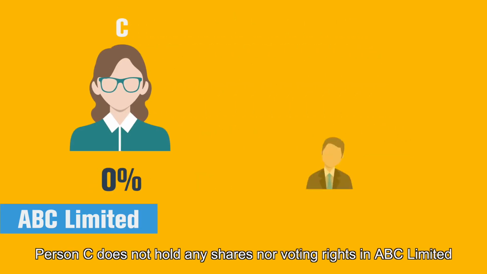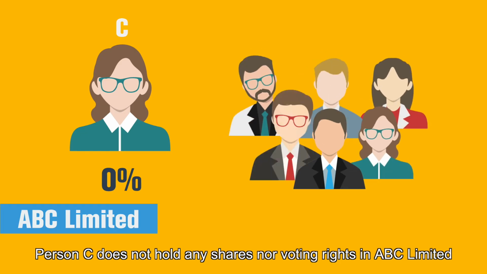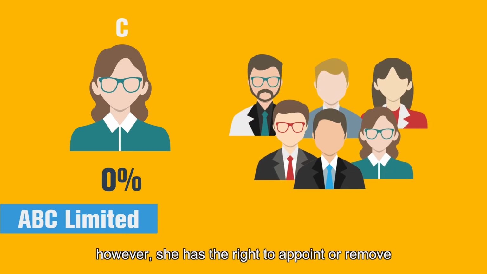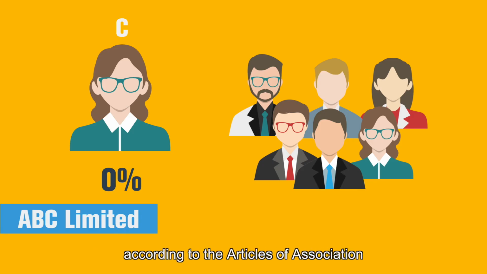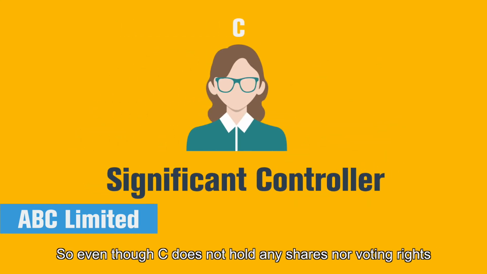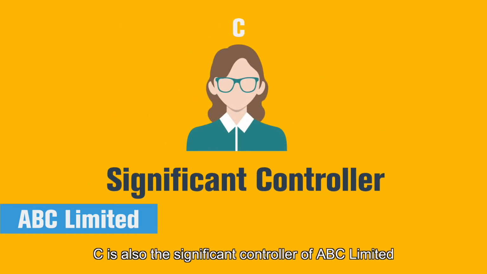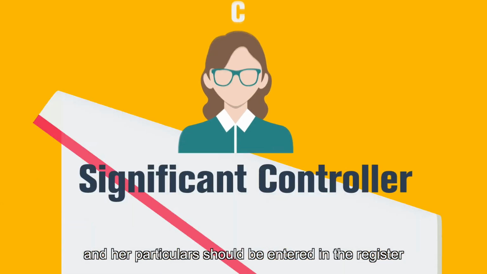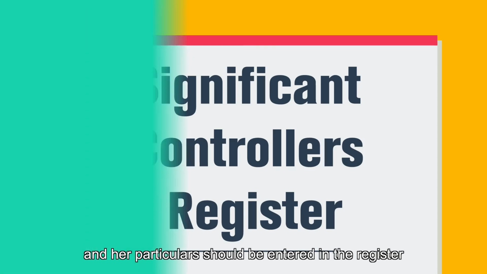Person C does not hold any shares nor voting rights in ABC Limited. However, she has the right to appoint or remove a majority of the board directors according to the Articles of Association. So even though C does not hold any shares nor voting rights, C is also the significant controller of ABC Limited, and her particulars should be entered in the register.